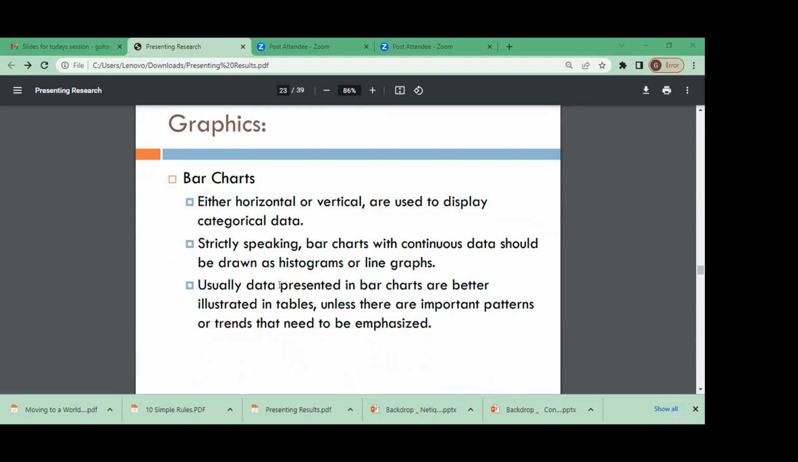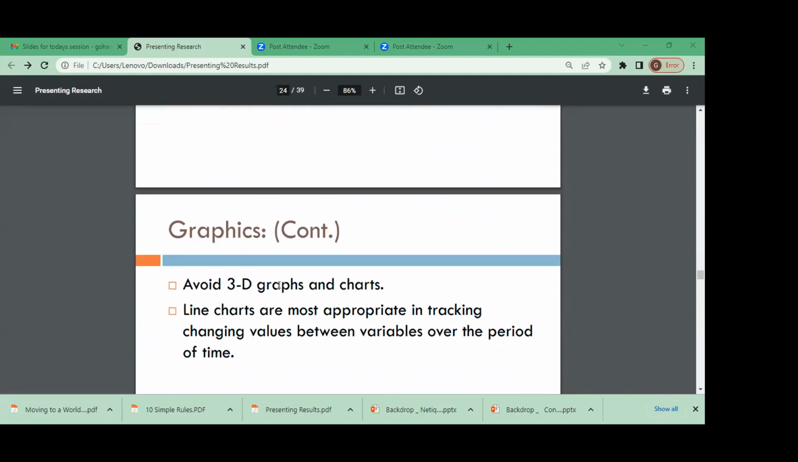Sometimes we can use multiple bar charts to report our results. Strictly speaking, bar charts with continuous data should be drawn as histograms and line graphs. And usually data presented in bar charts are better illustrated in tables. So you really want to save your space by presenting these results in a table.